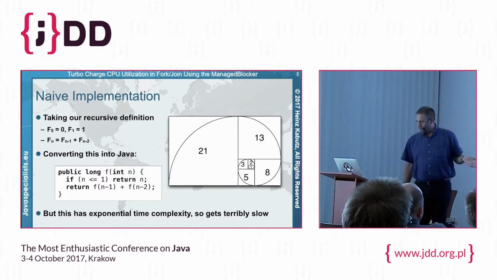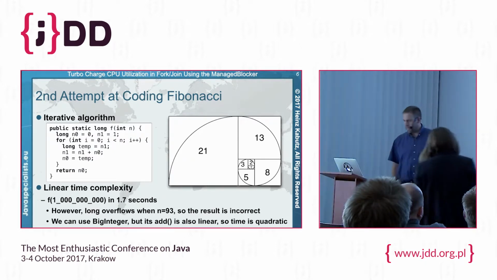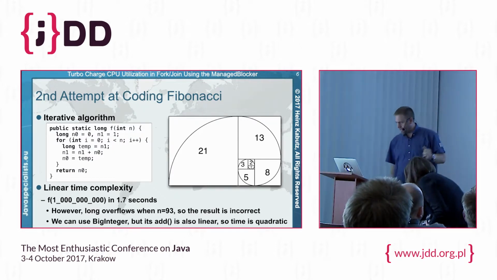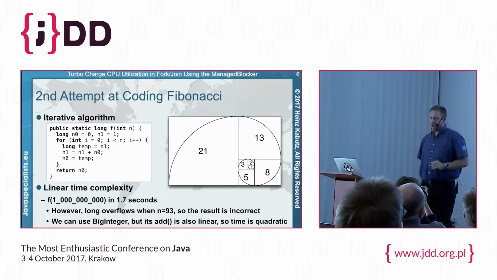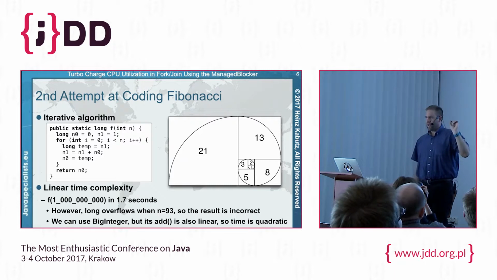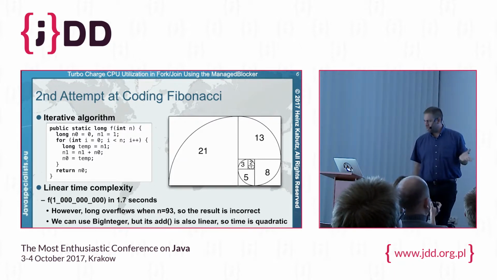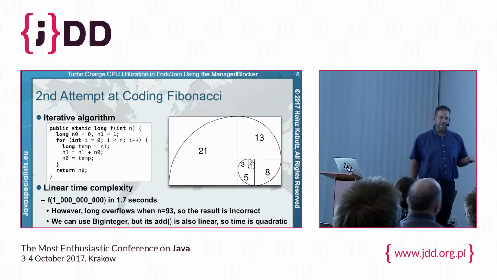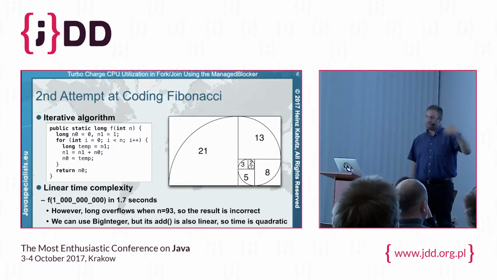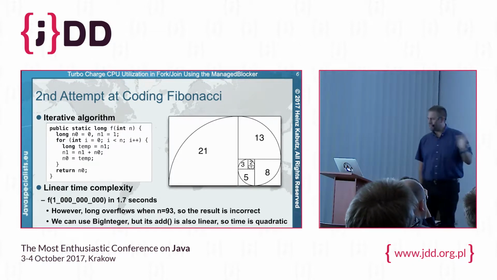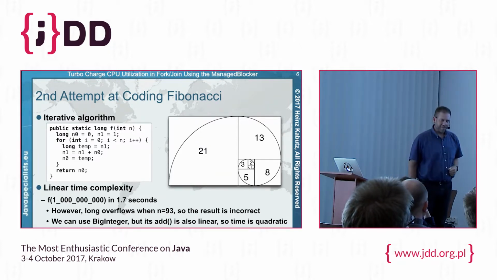So one approach would be to do it iteratively. We go from 0 up to n, and we simply work out each number a single time. And this is great, except that we run out of numbers very quickly when we use longs. With longs, we can only go up to 2 to the power of 63 minus 1, and at about n equals 93, the number overflows and we get the wrong result. So it doesn't really help us when you have the wrong result. We get the result quickly, but it's the wrong result.